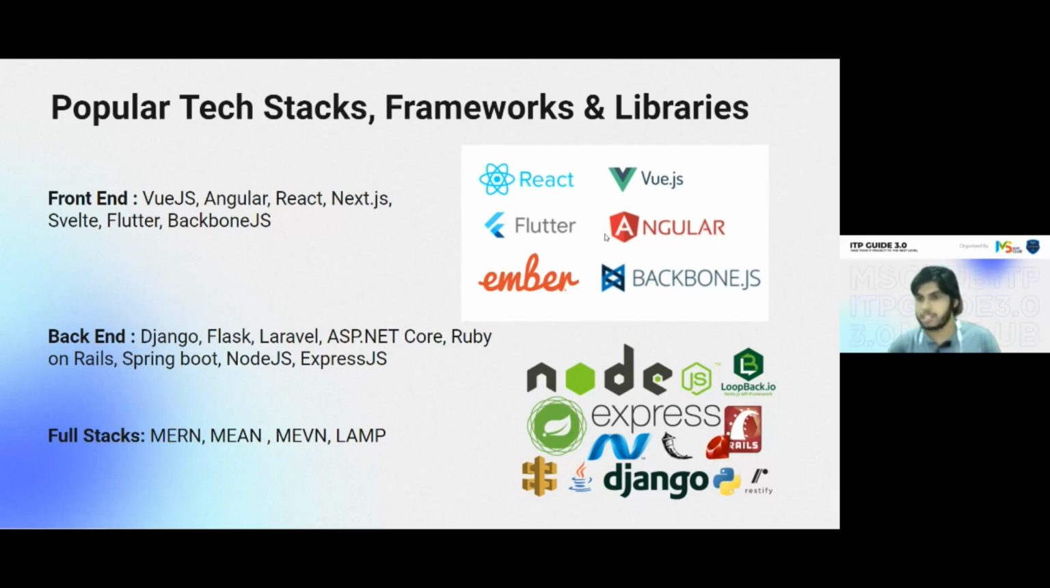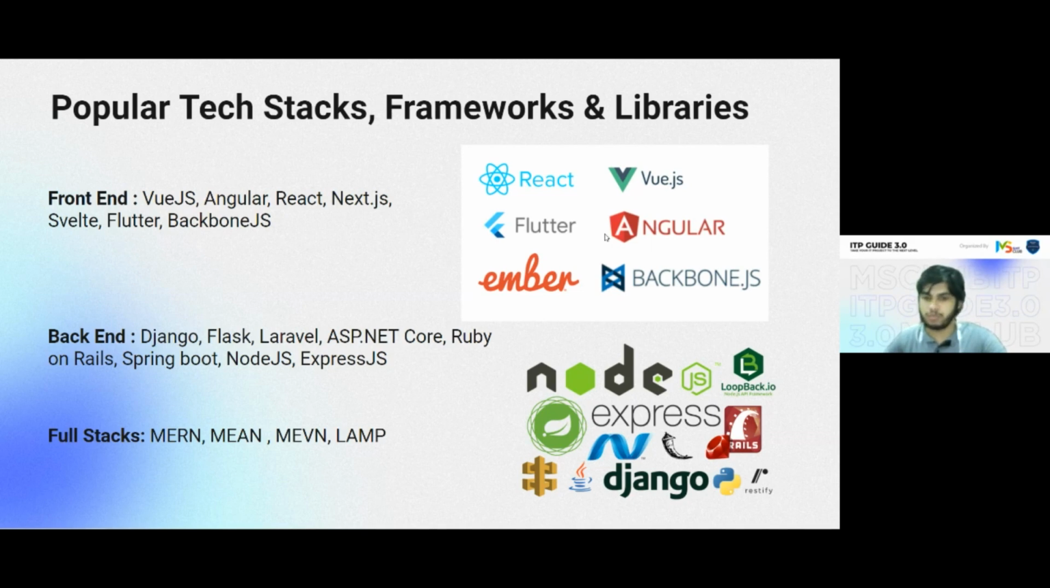And then you have backend technologies. You have Django, which is a Python-based framework. You have Flask, which is also a Python-based framework. Then you have Laravel, which is the PHP-based framework. And then you have ASP.NET Core, which is developed by Microsoft. It uses .NET languages, C# and Visual Basic. Then you have Ruby on Rails, which uses a programming language called Ruby. Then you have Spring Boot, as I mentioned earlier, which is a Java-based framework.